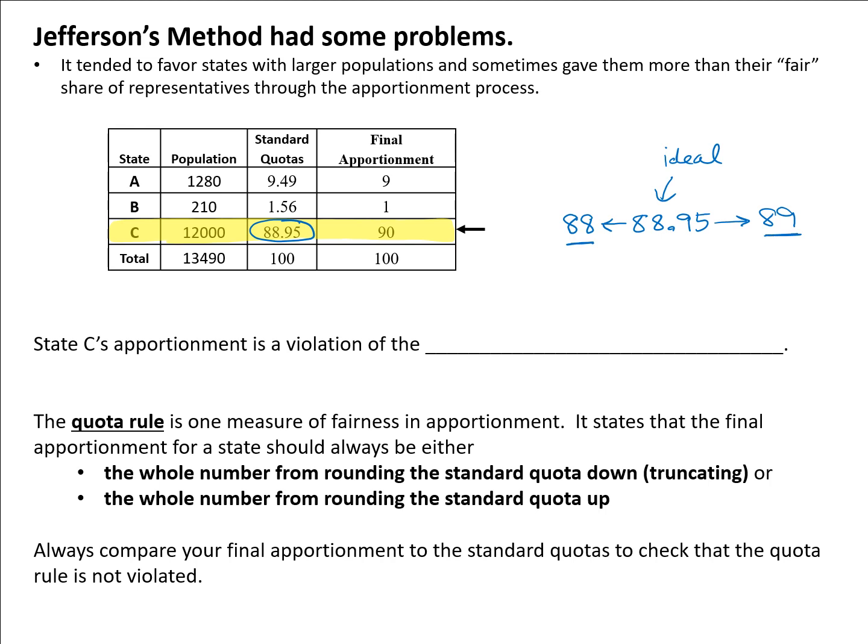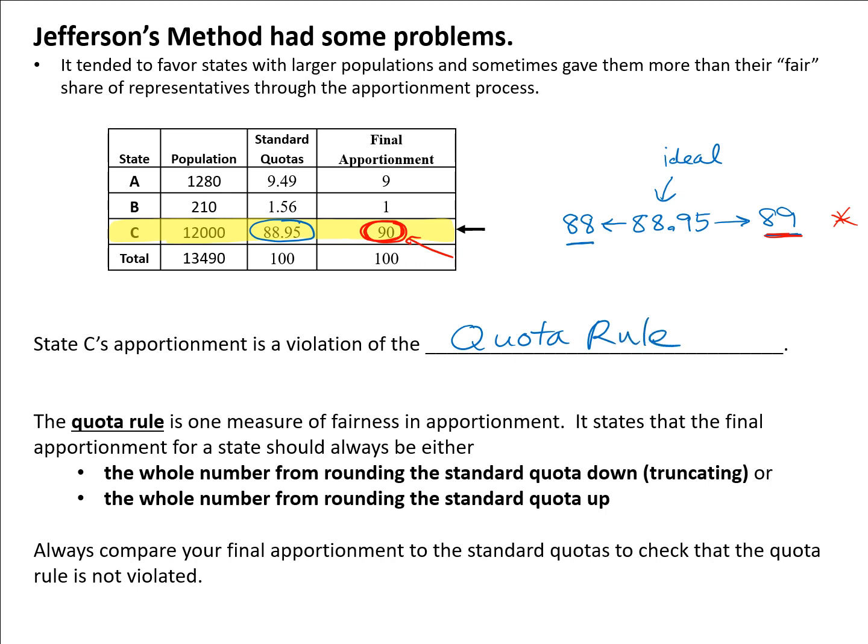If you look at what State C got with Jefferson's apportionment method, though, you see how it ended up going beyond 89. State C should have gotten 88 or 89 seats. They ended up getting more than that. They got exactly one more. They got 90. So that was beyond the 89 that would have been fair. So this tended to happen with Jefferson's method, especially with larger states. And an apportionment like this, where you get more than what would be fair, is something that we call a violation of the quota rule.